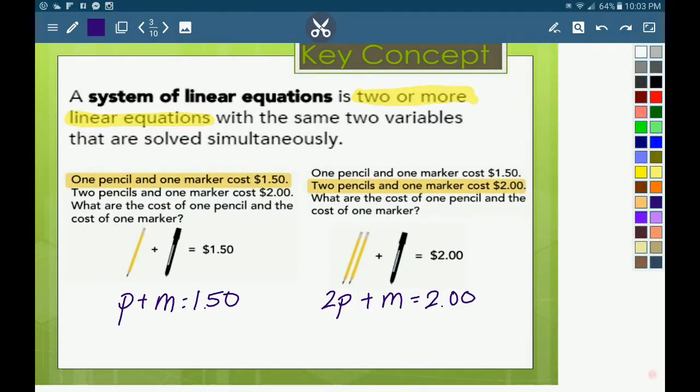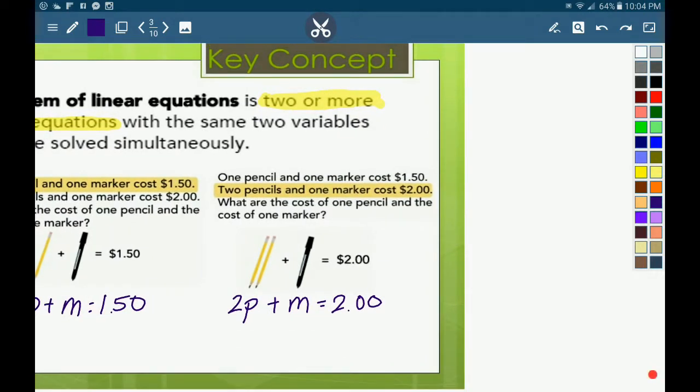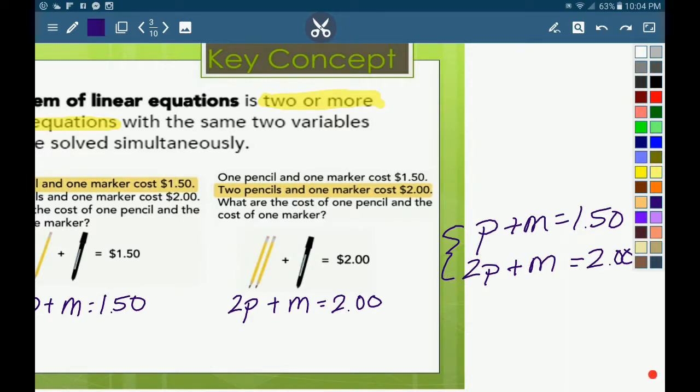The ultimate question does say, what are the cost of one pencil and the cost of one marker? We will be learning how to solve this type of system algebraically eventually, but for now, we're just going to construct them and be able to graph them. In fact, most times that you see a system, you'll see the equations stacked on top of each other. So I'm just going to write that over here. I'm going to write the first equation, P plus M is equal to $1.50, and 2P plus M is equal to $2. And some math textbooks will also put a bracket next to them, just like that, so that you can tell that those two equations go together.